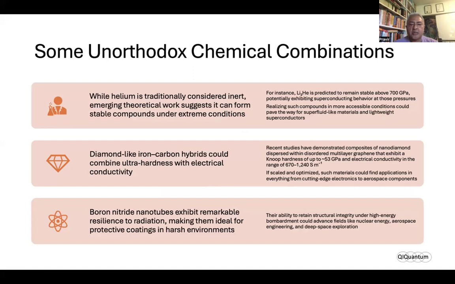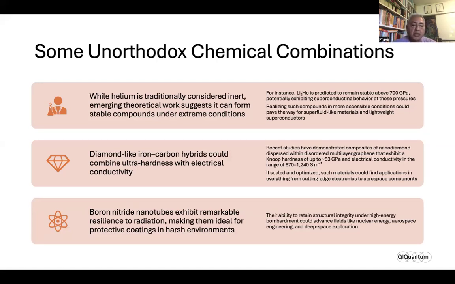So unorthodox chemical combinations, we can think of many, but just to get us focused here, we know that, for example, helium is traditionally considered inert, and yet there's emerging theoretical work that suggests it can form stable compounds under extreme conditions. For example, we have dilithium helium that, if it were to be created, could potentially pave the way for superfluid-like materials or lightweight superconductors.